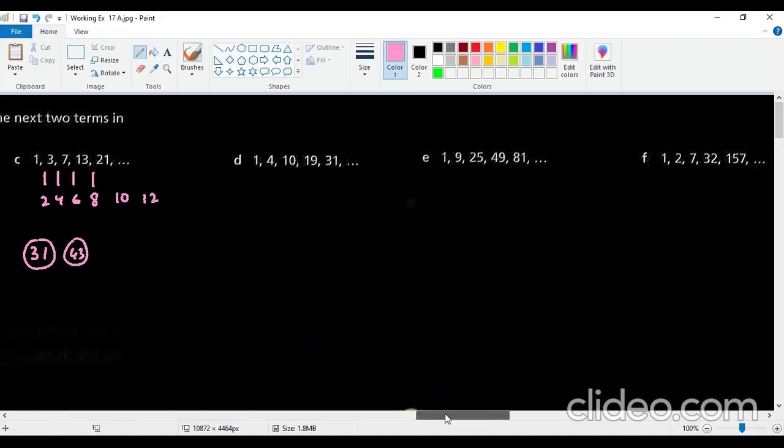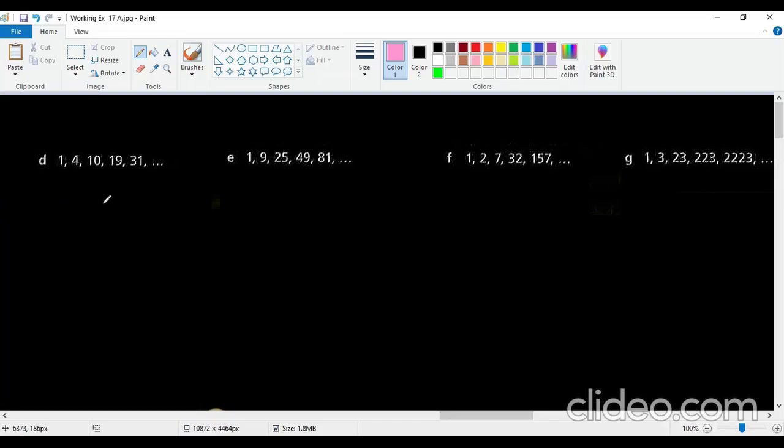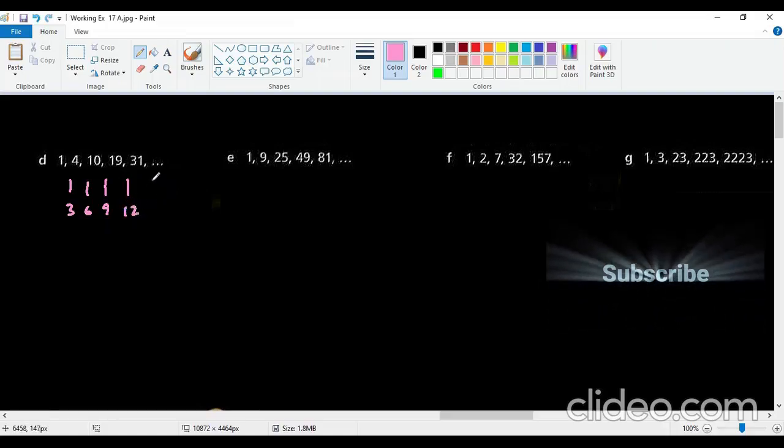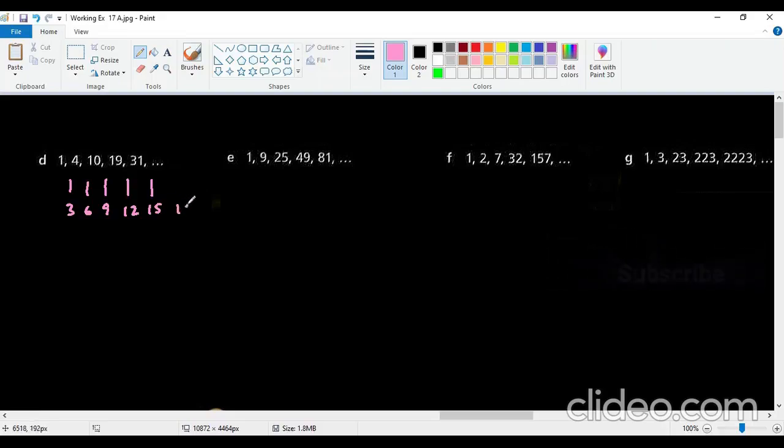Next is question number D. Here I can see the differences are 3, 6, 9, 12. Next difference is going to be 15, and the next difference is going to be 18. So 46 plus 15 is going to give me 61, and 61 plus 18 is going to give me 79. So these are the two terms we were looking for.